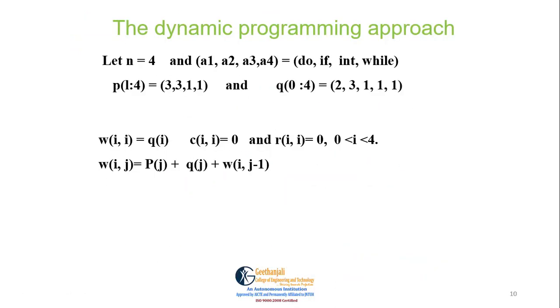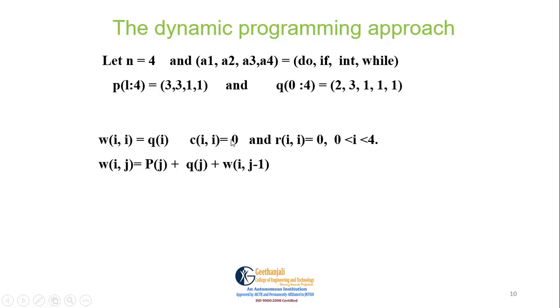What is the cost of the empty tree? Zero, because there are no elements. How many comparisons are you doing? Zero comparisons. That's why C of 1 comma 1 is 0. The cost of the empty tree is 0, that is what you have written. So C of 0 comma 0, 1 comma 1, 2 comma 2, all these are empty trees.